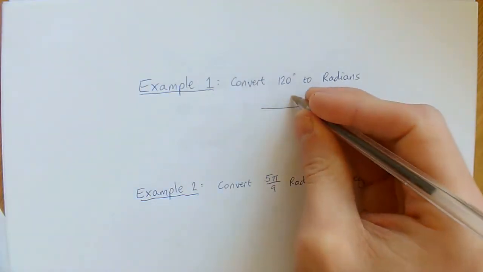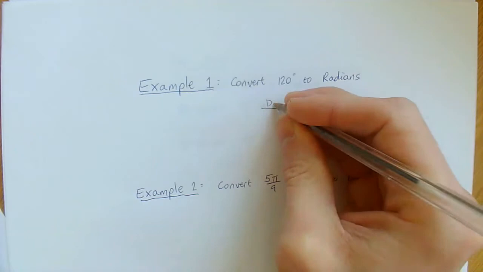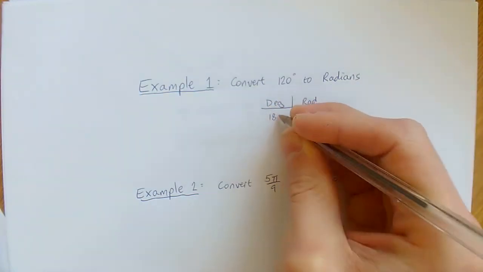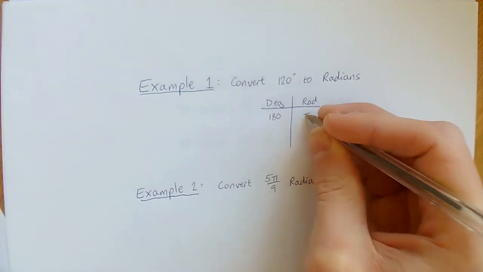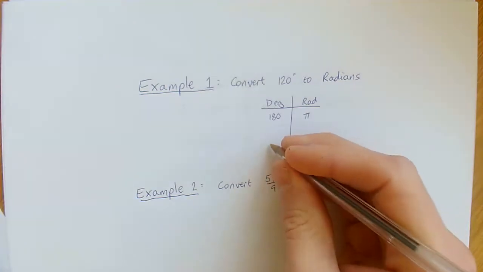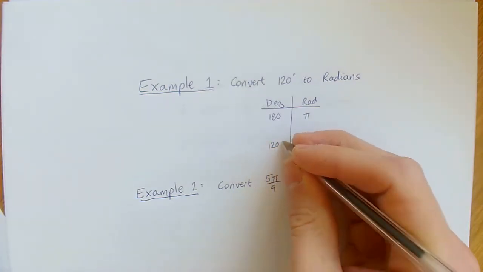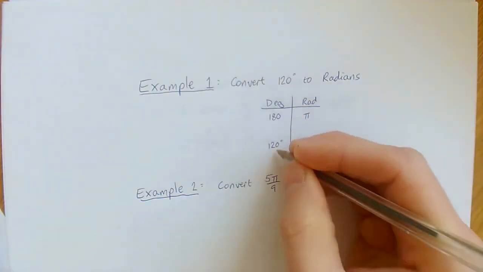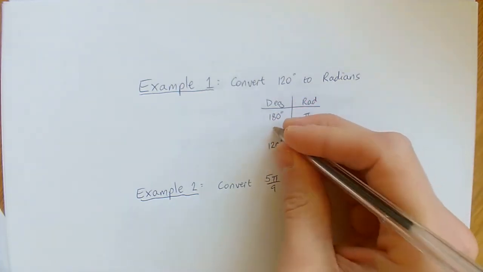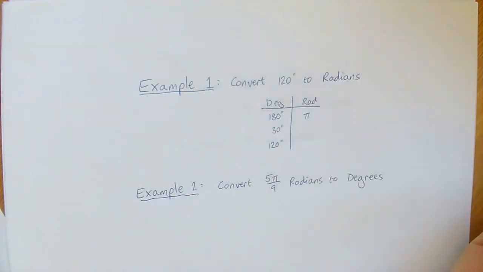The easiest way to do this is to start with something we know. We know that 180 degrees is pi radians. That's always a really good starting point, so it's the one I would always choose to work from. We want to know what 120 degrees is, and we want to get there. There are various ways you can go. Let's go by 30 degrees.